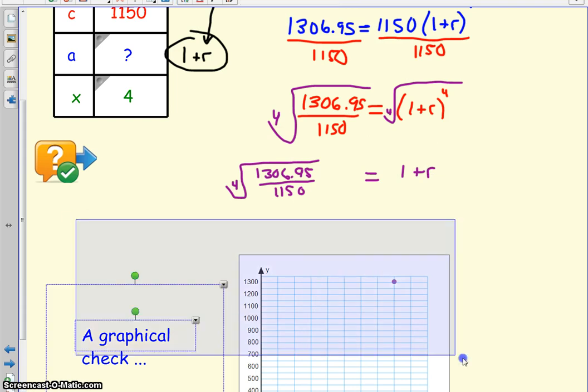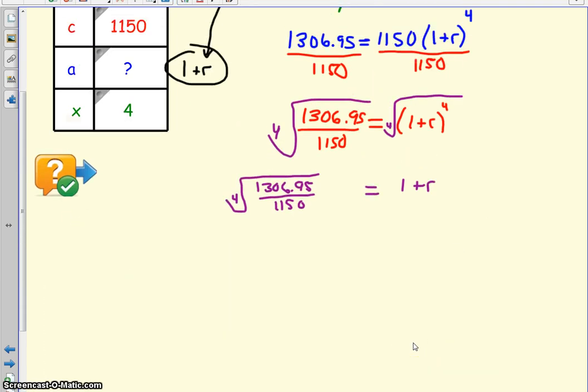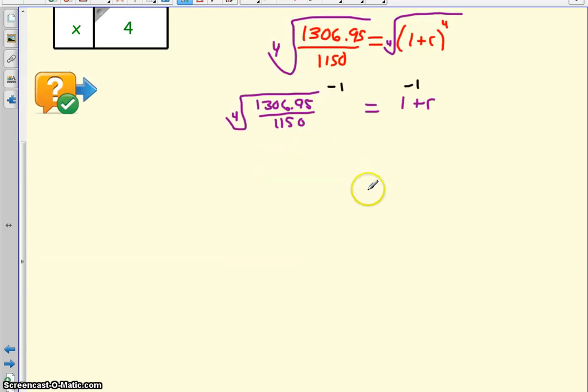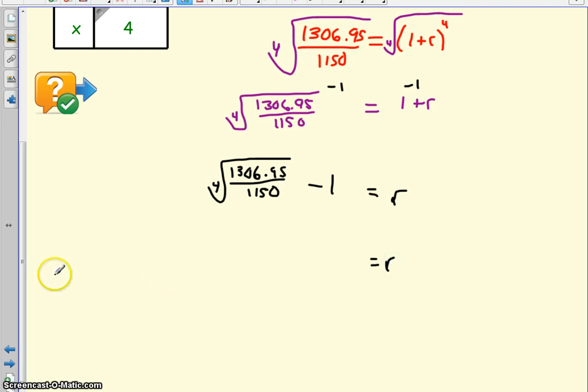Let's just make some room here. So the only thing left now to isolate r is to just subtract 1 from both sides of the equation. I know the left side of my equation is starting to look very, very ugly, but again, it's all just something I can run through my calculator. It's all just numbers over here. So I get whatever the 4th root of 1306.95 over 1150 is. So I do that first and then subtract 1. All of this is something you should be able to run through your calculator, and when that's all said and done, you should be able to get the value of r by itself. So try and run that through.